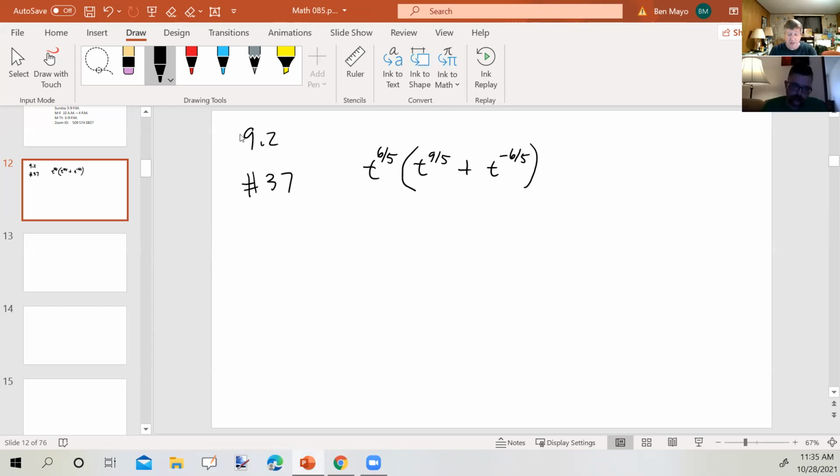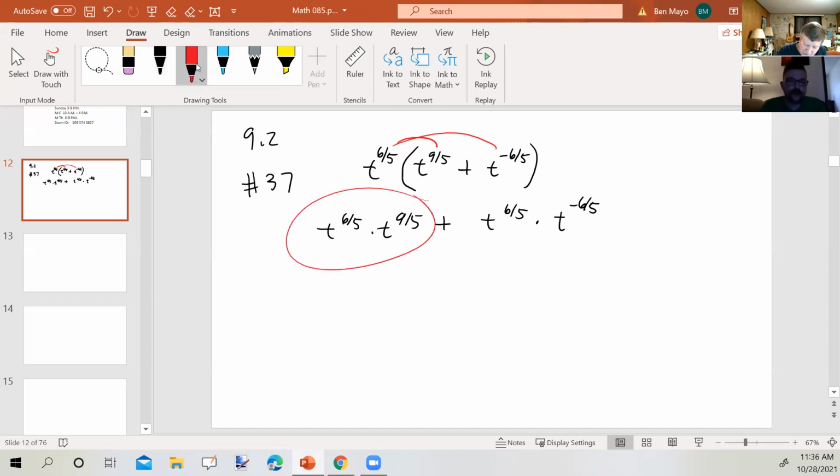All right, so we're going to start out by distributing. We're going to take t to the 6/5 times t to the 9/5, and then plus t to the 6/5 times t to the negative 6/5.